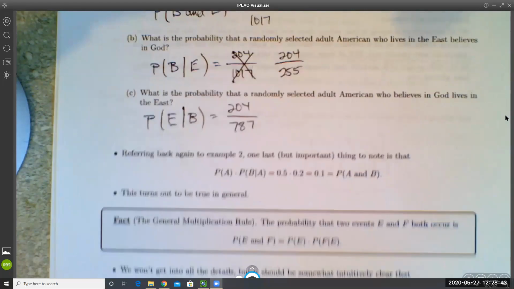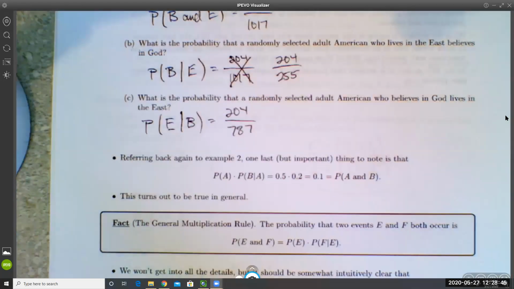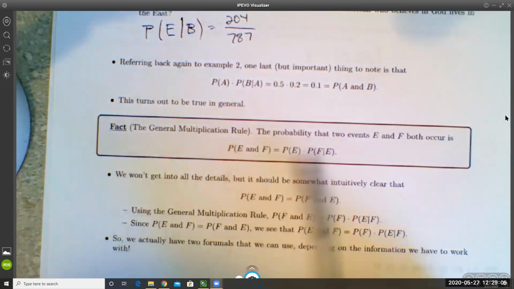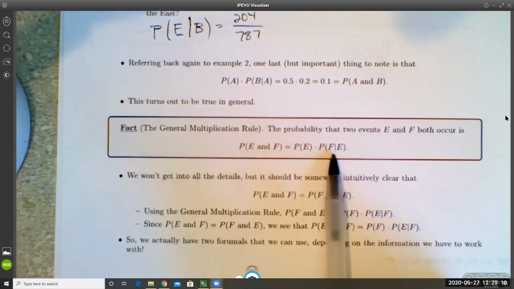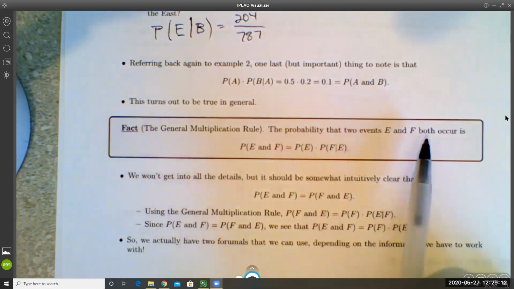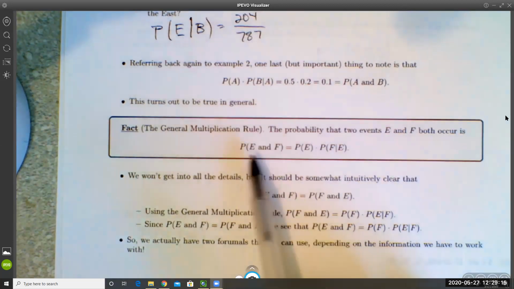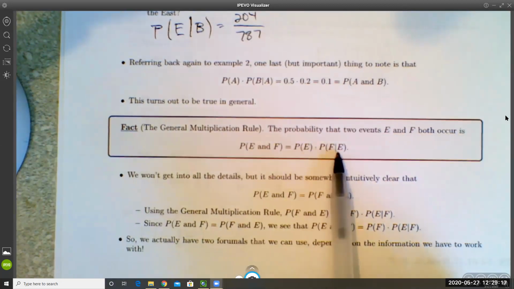Okay, so that's the idea. Hopefully you're catching on to that idea here. So now we've taken this detour talking about conditional probabilities when what we set out to discuss was "and" probabilities. What we really wanted to know was, what is the probability of E and F? What's a good formula for that? Well, here it is in all of its glory. You can see that in order to write down this formula, we had to know about conditional probabilities. The probability that two events, E and F, both occur is probability of E times probability of F given E.